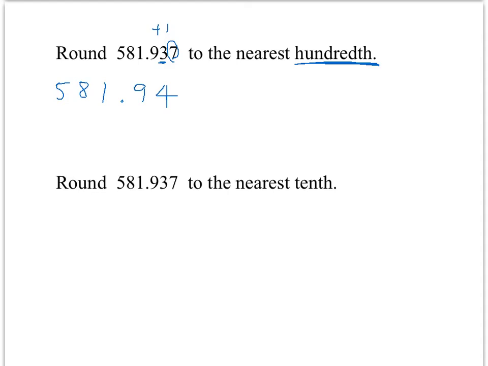Rounding the same number, 581.937, to the nearest tenth. Step 1, identify the place value in the tenth place, and that's being held by that 9. Step 2, I'm going to look at the digit to the right, and that's a 3. Because a 3 is less than 5, the 9 stays the same. Don't raise it up. And the digits to the left of that stay the same. So our number rounds to 581.9. That's to the nearest tenth.